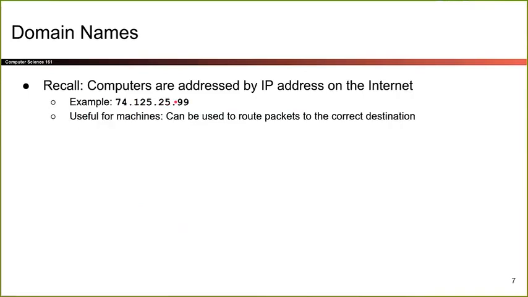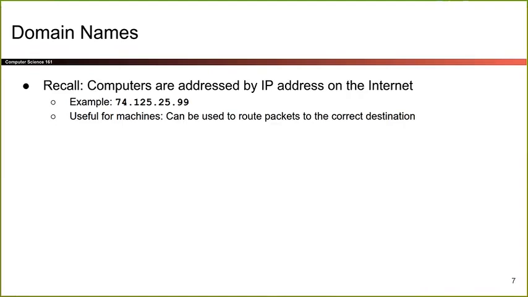Now, machines like numbers because numbers are easy to process for machines. And if you remember from the BGP lecture, these numbers actually contain some information about where this machine is. So maybe the computer looks at these numbers and realizes, oh, I should probably send the packet this way or this way just by looking at the numbers.